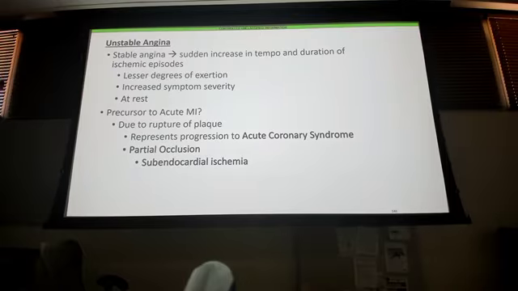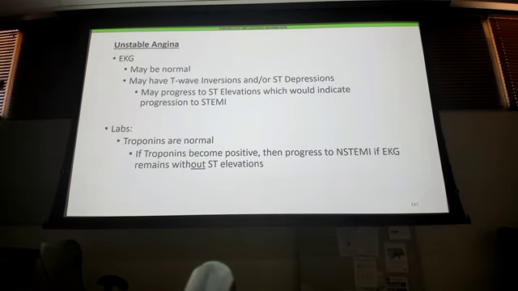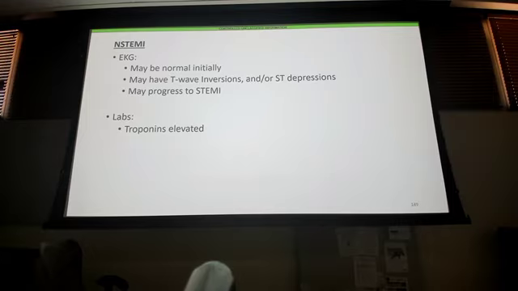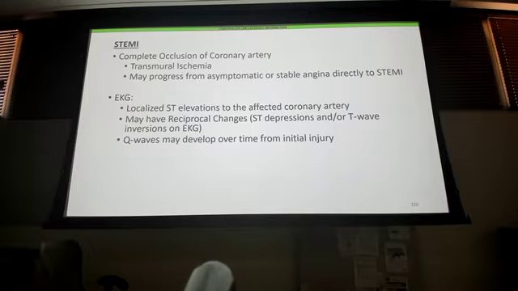Unstable angina, we talked about how you get that partial occlusion. EKG can have those T-wave inversions, flipped T-waves, but the troponins are always normal. And then NSTEMI, you can get, again, a partial occlusion. You may have those T-wave inversions and ST depressions on your EKG, but your troponins are elevated. And then STEMI is that transmural ischemia, and you get those ST elevations that are localized to a certain coronary artery.